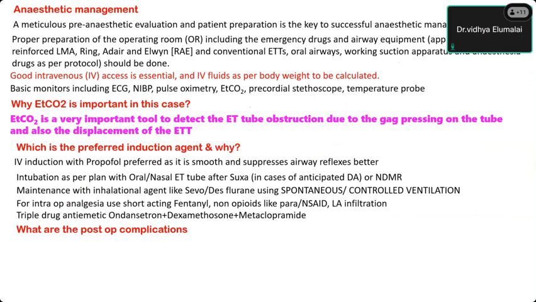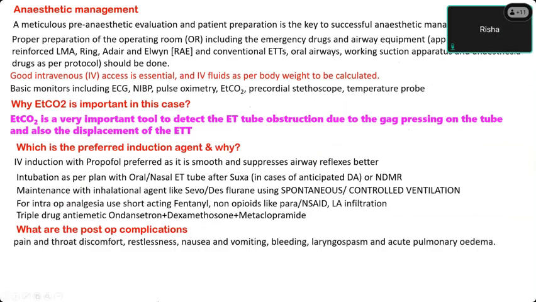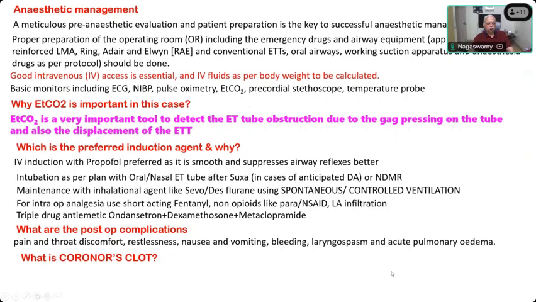Primary, reactionary, secondary. Right. So pain, throat discomfort, restlessness, nausea, vomiting, bleeding, laryngospasm, and even acute pulmonary edema sometimes can happen when the laryngospasm or the airway becomes narrowed. Strained breathing through that produces what is called negative pressure pulmonary edema. NPPE. Okay. So what is Coroner's clot?